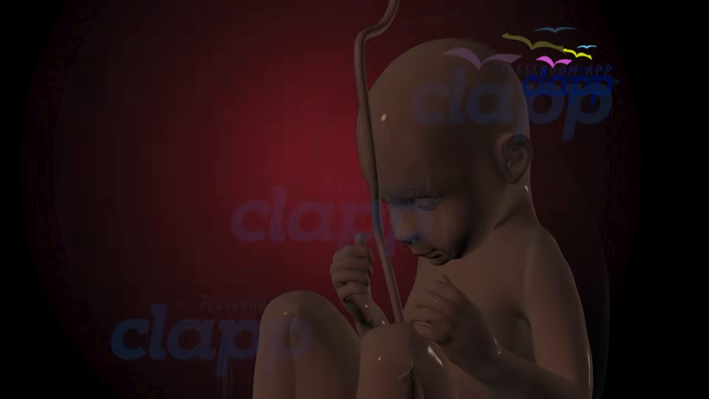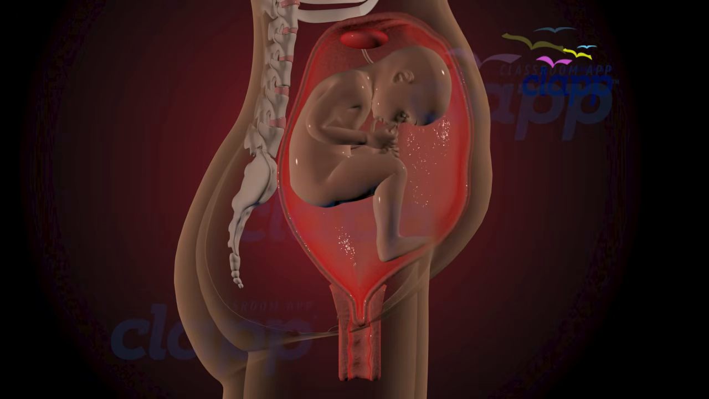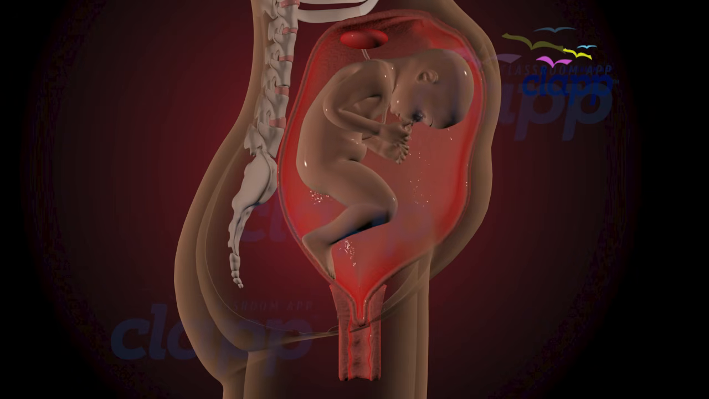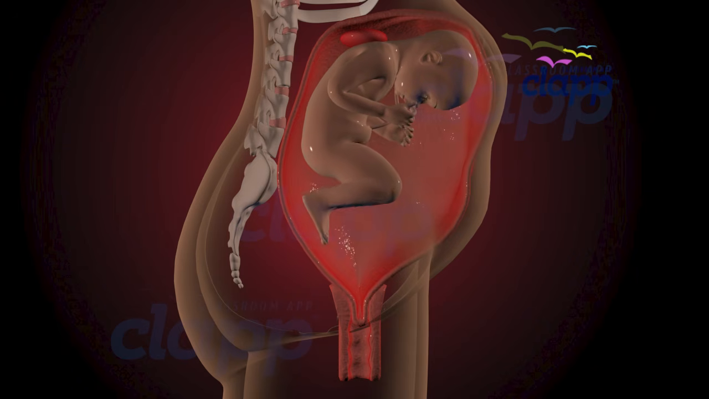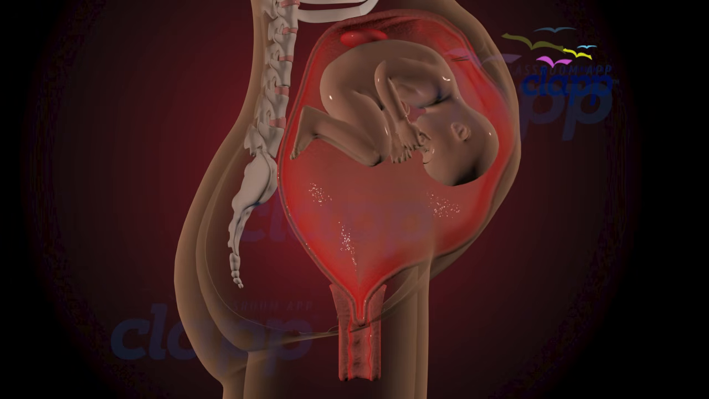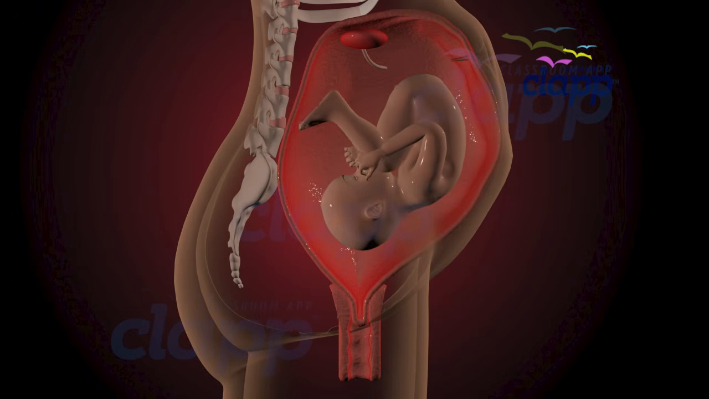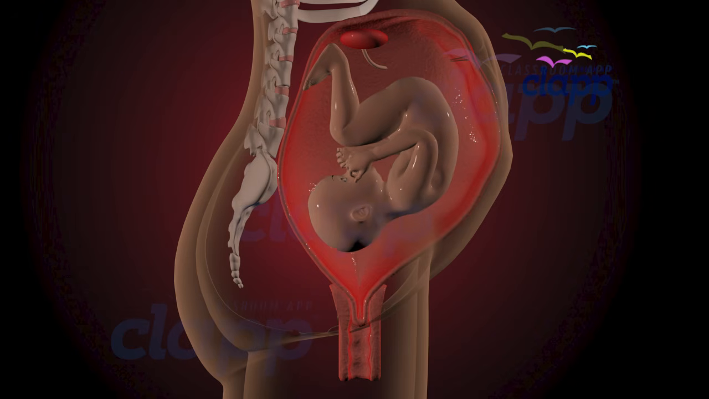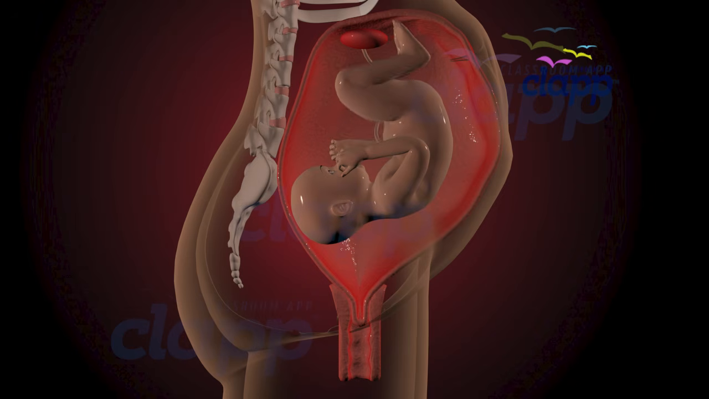Organs mature further, muscles strengthen, and the fetus begins to settle into position for birth. By this stage, most fetuses will settle into a head-down position in preparation for birth. This positioning helps to facilitate a smoother delivery process.